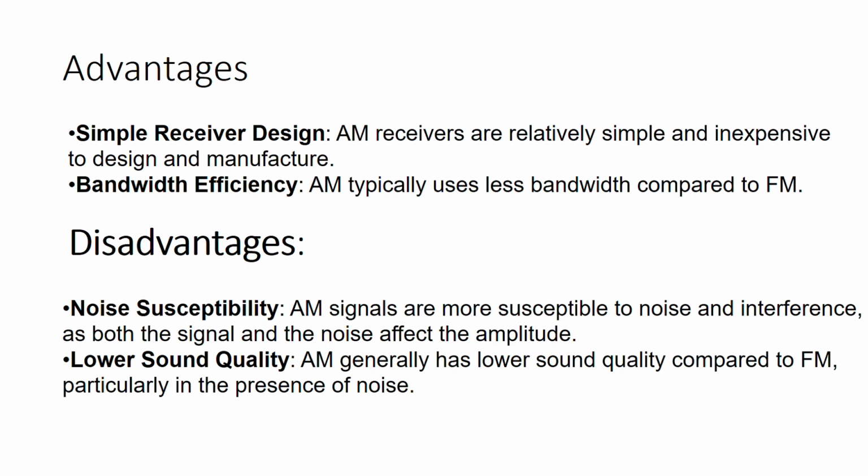And for disadvantages, noise susceptibility: AM signals are more susceptible to noise and interference, as both signal and noise affect the amplitude. Lower sound quality: AM generally has lower sound quality compared to FM, particularly in the presence of noise. So AM is commonly used in broadcasting, AM radio, aviation communication, and emergency broadcast.